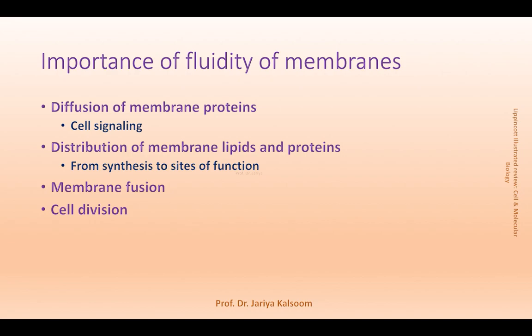Membrane fluidity enables the membrane proteins to diffuse rapidly in the plane of the bilayer and to interact with one another. It provides a means for distributing membrane lipids and proteins by diffusion from sites where they are inserted into the bilayer after their synthesis to other regions of the cell. It allows membranes to fuse with one another and mix their molecules, and it ensures that membrane molecules are distributed evenly between daughter cells when a cell divides.